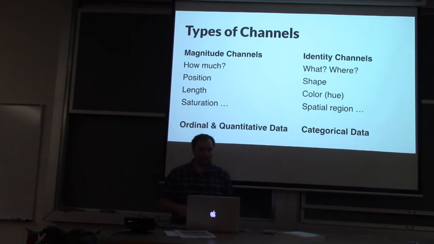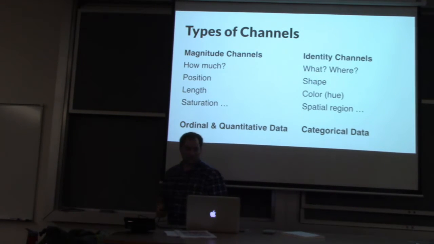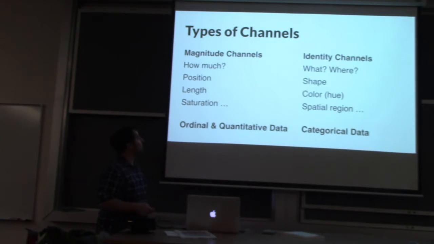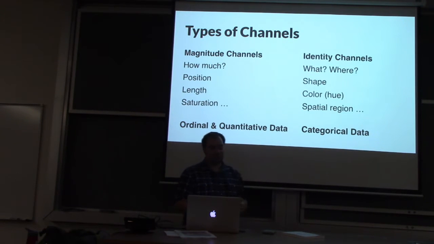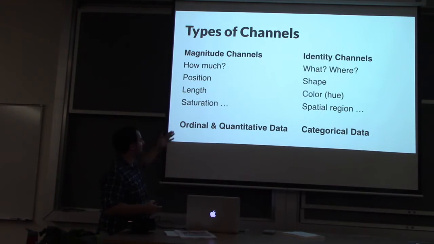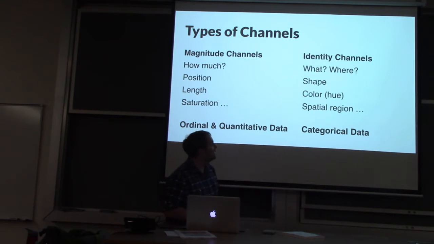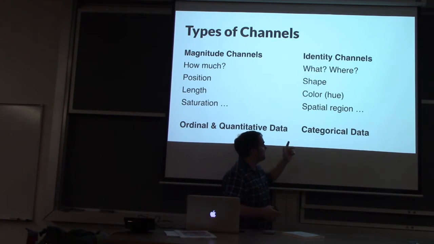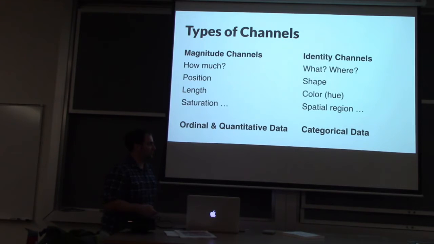And so if you remember, we distinguished two types of channels. We distinguished magnitude channels and identity channels. So magnitude channels are essentially useful for asking questions like how much, for anything that is, for example, numerical data. We use position, length, and saturation for this. So ordinal and quantitative data falls in that category. And then identity channels is what, where. And so here the standard channels are shape, color, hue, and also spatial region.